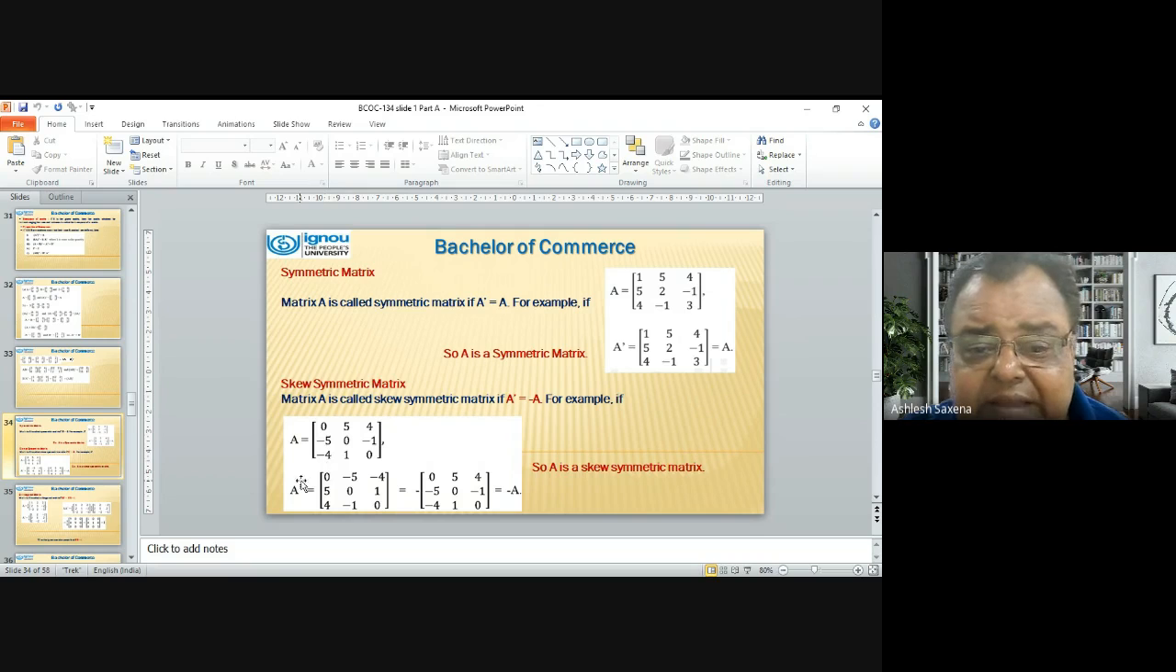We take minus common from all the elements. This is your original matrix. That means A transpose is equal to minus A. This is a case of a skew symmetric matrix.